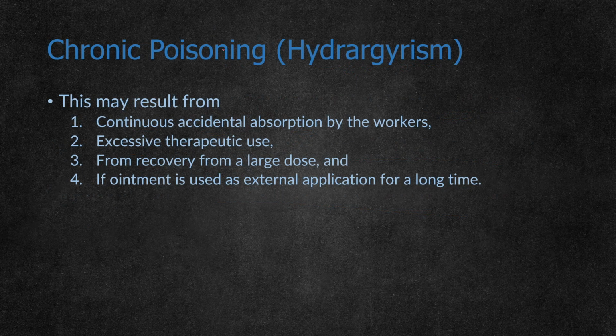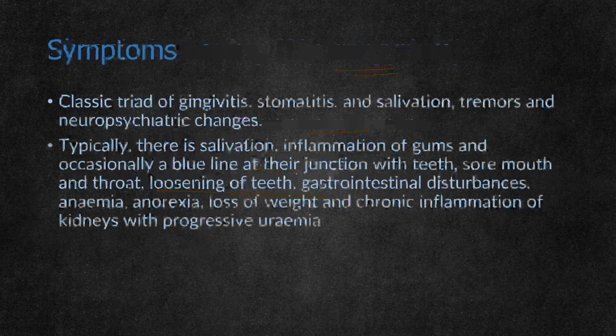Coming to chronic poisoning of mercury, it is also known as hydrargyria. It may result mainly in persons who are continuously exposed to mercury, like accidental absorption by workers, excessive therapeutic usage, recovery from large doses of mercury, and in cases where an ointment is used as an external application for a long time.